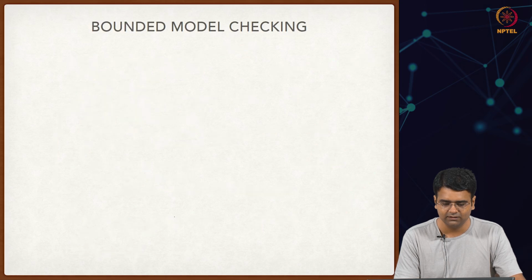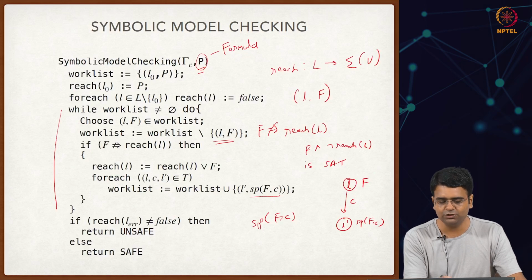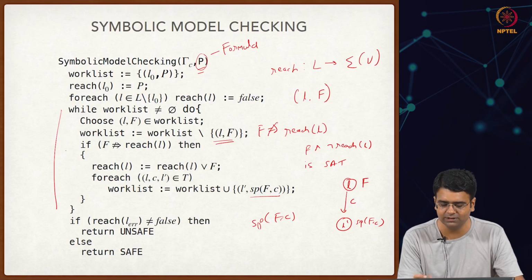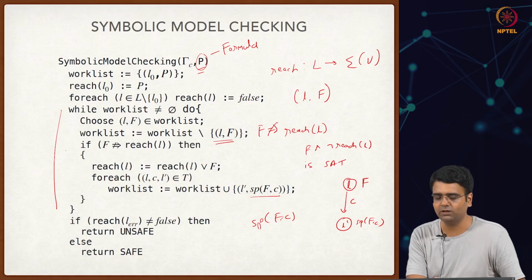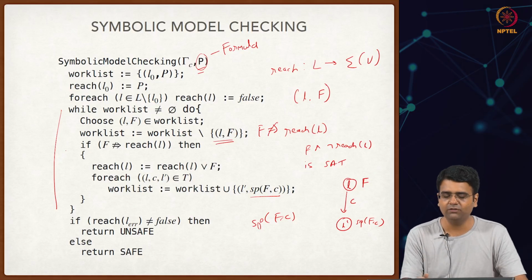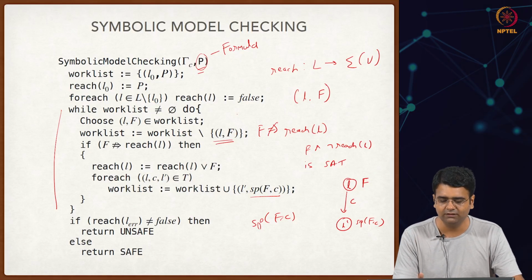Now again, I have not shown how to augment this with counterexample generation, but you can do that as well. You can add the parents map similar to how we added it in concrete model checking, and keep track of how a particular program state was reachable at a particular program location.